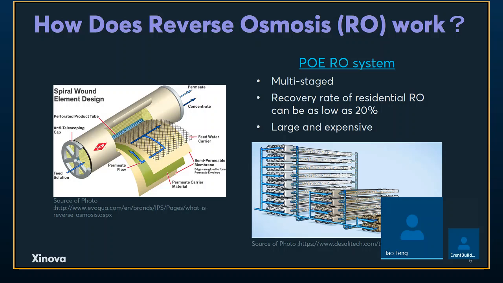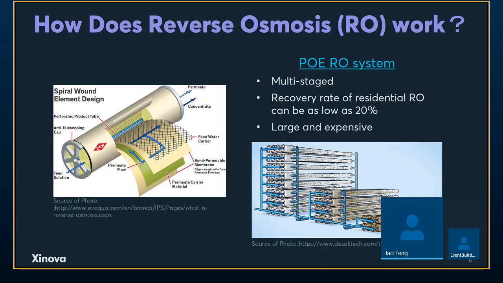And in addition to the size, the industrial RO system is also very expensive. Even though we currently have some inexpensive and smaller sized residential RO units, the data shows that those inexpensive and smaller RO systems can only harvest 20% of the total water used, which means we're sending 80% of the water to drain or waste. This is certainly not desirable.